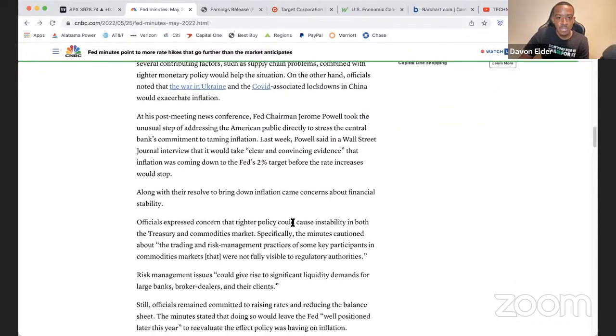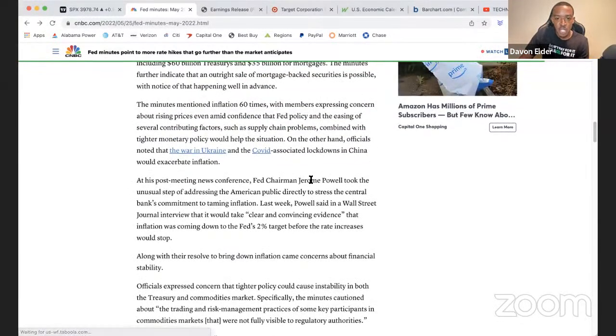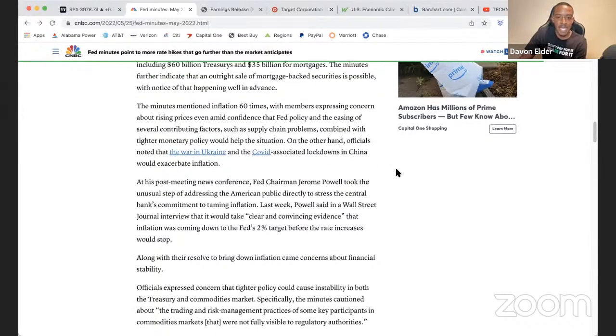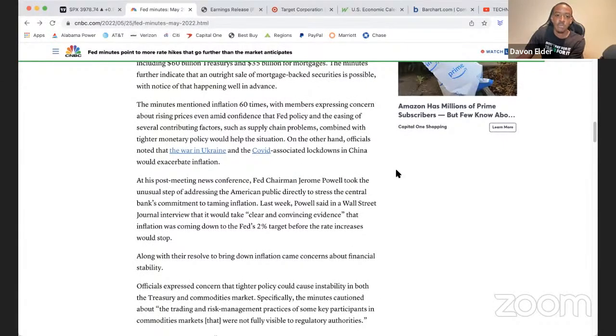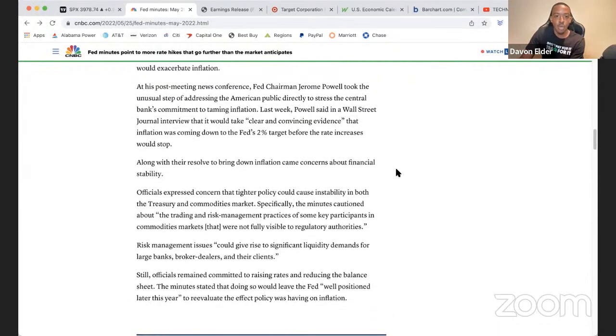Other things we want to look at: at his post-meeting news conference, Fed Chairman Jerome Powell took the unusual step of addressing the American public directly to stress the central bank's commitment to taming inflation. Last week, Powell said in a Wall Street Journal interview that it would take clear and convincing evidence that inflation was coming down to the Fed's 2% target before the rate increases would stop. Along with their resolve to bring down inflation came concerns about financial stability.